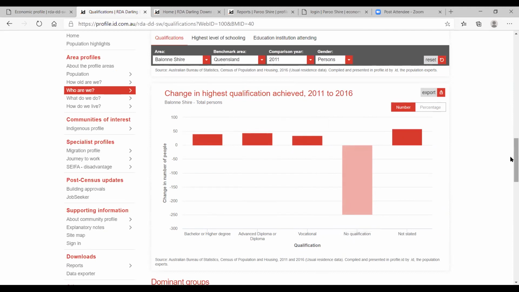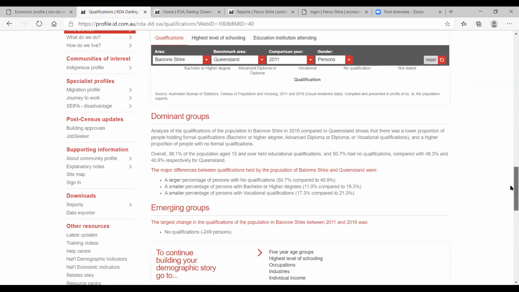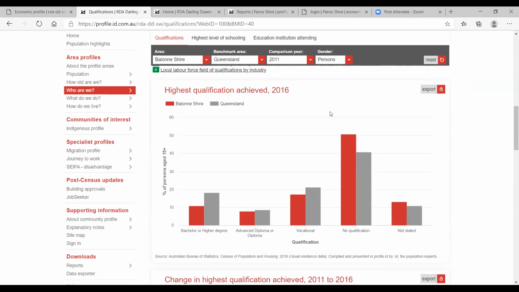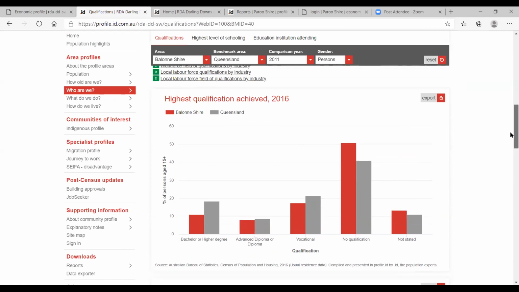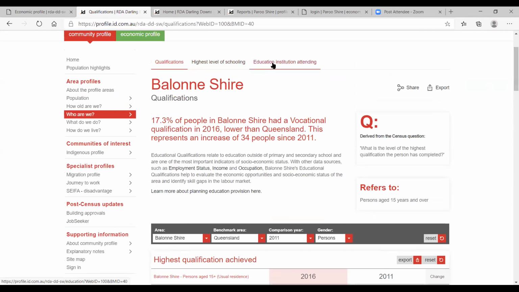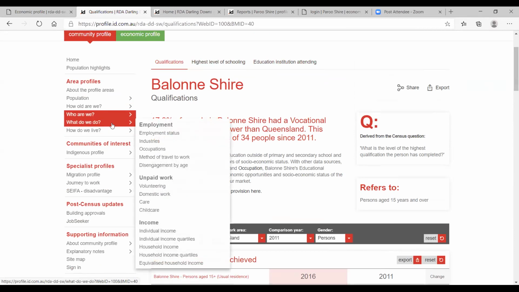What we would want to say if we're going for an application, once again, dominant and emerging groups, what we would want to show in an application is this slide, to say we would like to improve our skills in our community, because as you can see, compared to Queensland as a whole, we are less educated or less qualified to do things. Okay, so that's our qualifications. You can also look at your highest level of schooling, education, institution attending. I'm not going to look at what do we do, simply because we're going to go on to the economic profile, and that's going to show us a lot of that information.